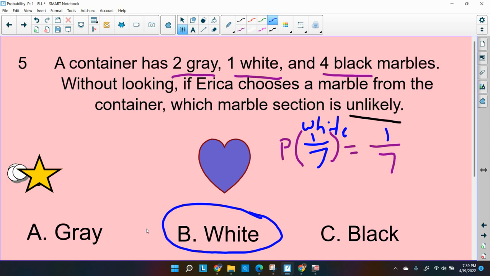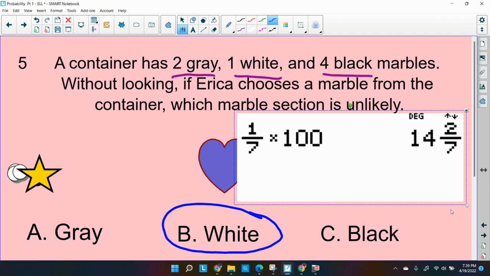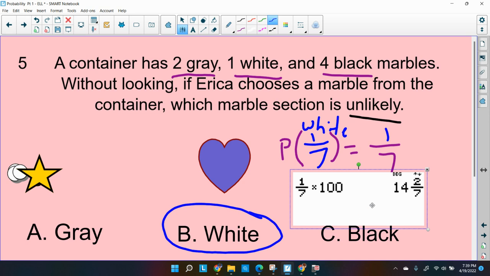And if you take your 1 out of 7, let me get my calculator for a change. Say 1 divided by 7, move over, multiply that by 100. Times 100. Enter. That's lower than the other one. 14 and 2/7% chance of winning, of picking the white marble. That's not good. So that I will say is choice B, which is definitely unlikely, getting the white marble. So you won't have much success getting it.